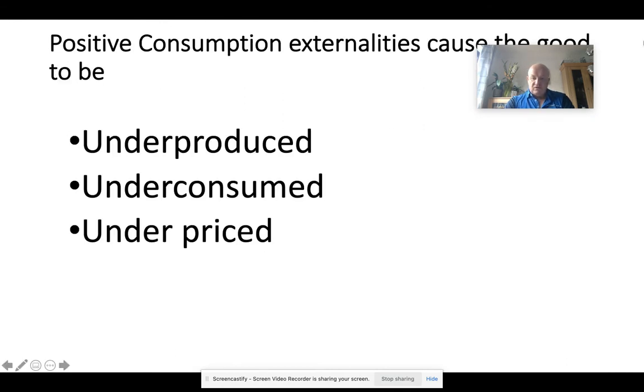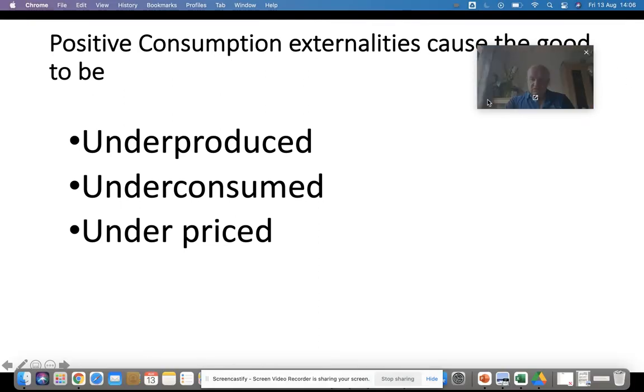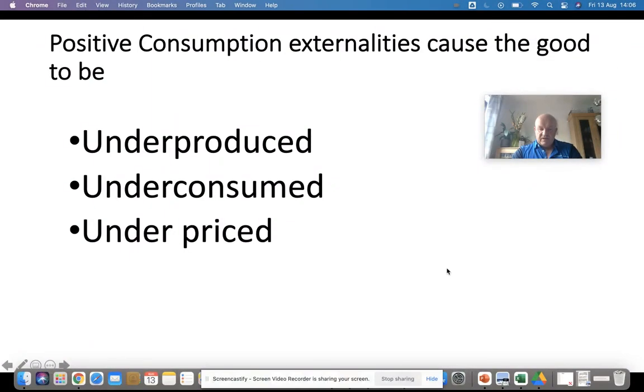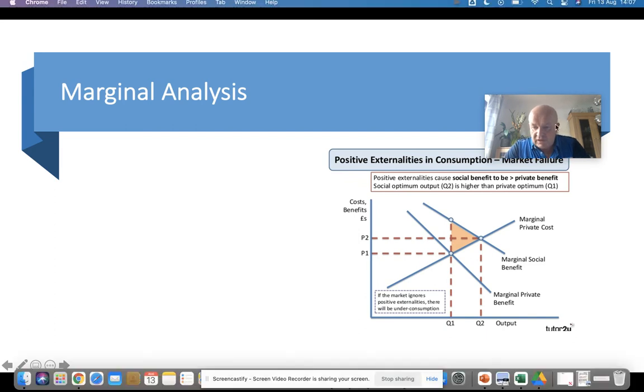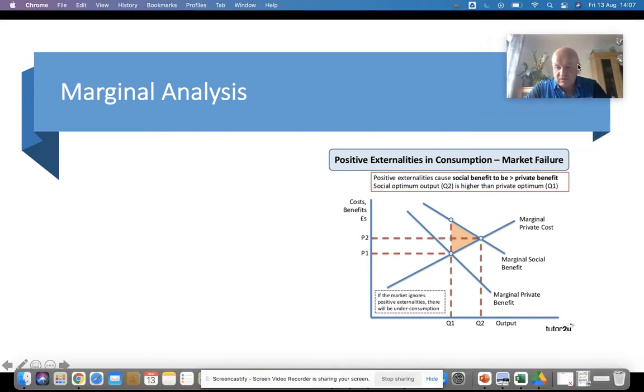So if we've got positive production externalities, okay, that might mean in some instances that a good is going to be underproduced, underconsumed, and underpriced. So there is a possibility of that happening. Okay, we then take a look at the marginal analysis and how we can demonstrate the positive externalities in consumption and how that might create market failure. You'll see a similar sort of diagram to the one that we just talked about previously, where we're looking at positive externalities where the social benefit is actually greater than the private benefit.